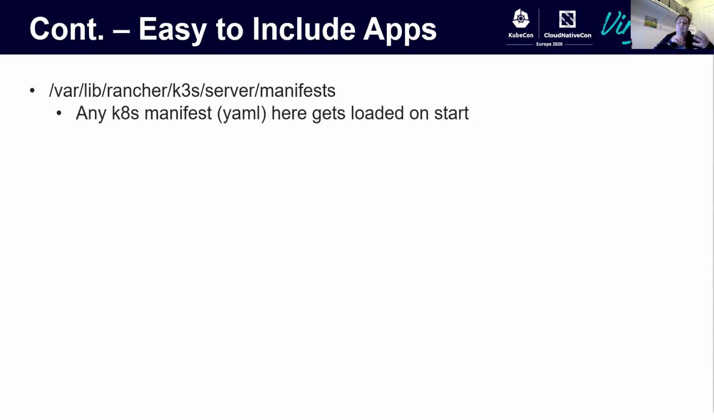Okay, so not only is it really simple to install and run, it's really easy to bundle applications with it. There's a couple of little features that we added to K3s that make it that much easier. There's a special manifest directory, and anything you put in that directory just gets loaded. If you're more Kubernetes savvy, you might know about the static pod manifest folder for the kubelet.